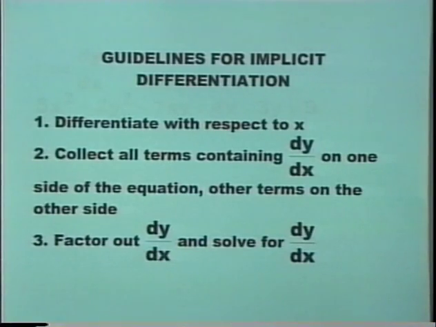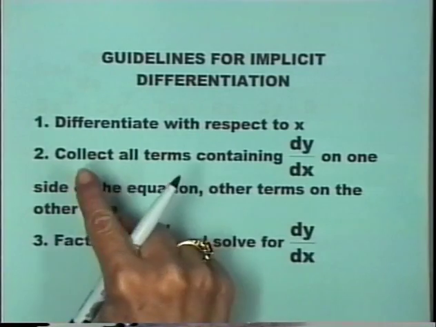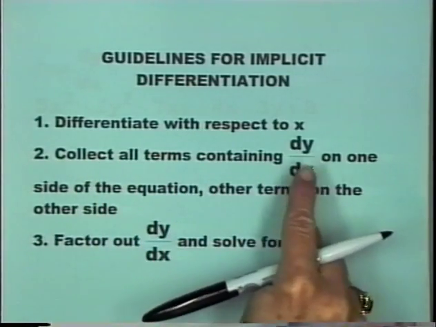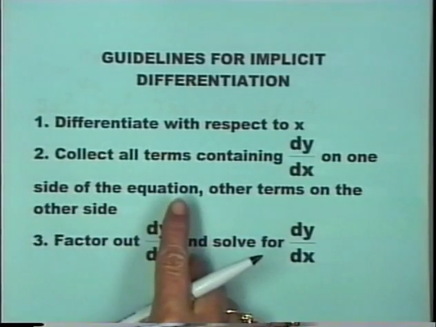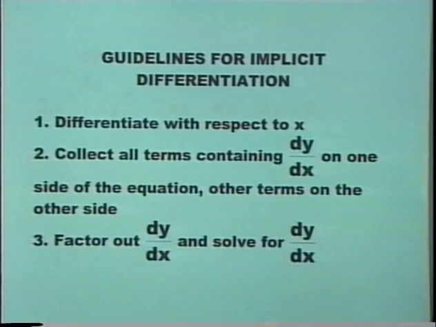Okay, I put some guidelines. Differentiate with respect to x. Collect all terms containing dy dx on one side of the equation. Other terms that do not have that dy dx go to the other side. Factor out your dy dx and then solve. Okay?